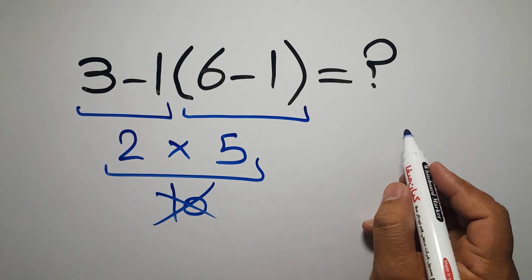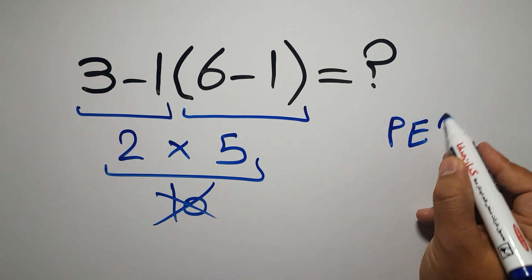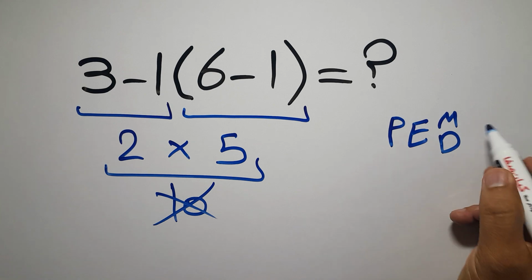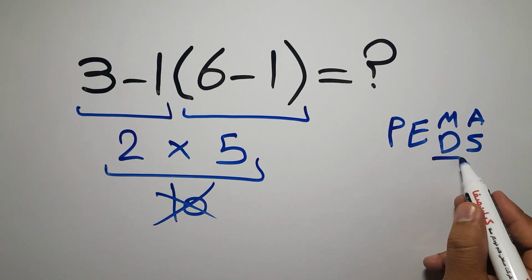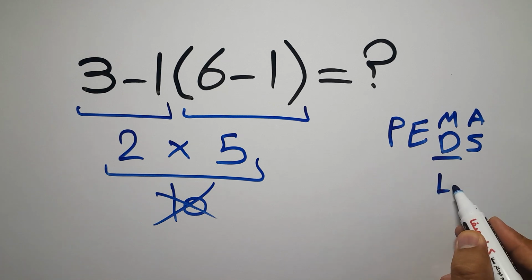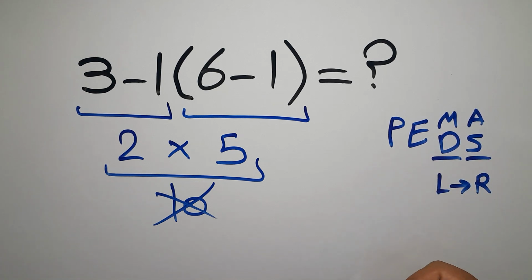Because according to the order of operations, first we have to do parentheses, then exponent, then multiplication or division, and finally addition or subtraction. Remember that multiplication and division have equal priority and we have to work from left to right. And the same applies to addition and subtraction.